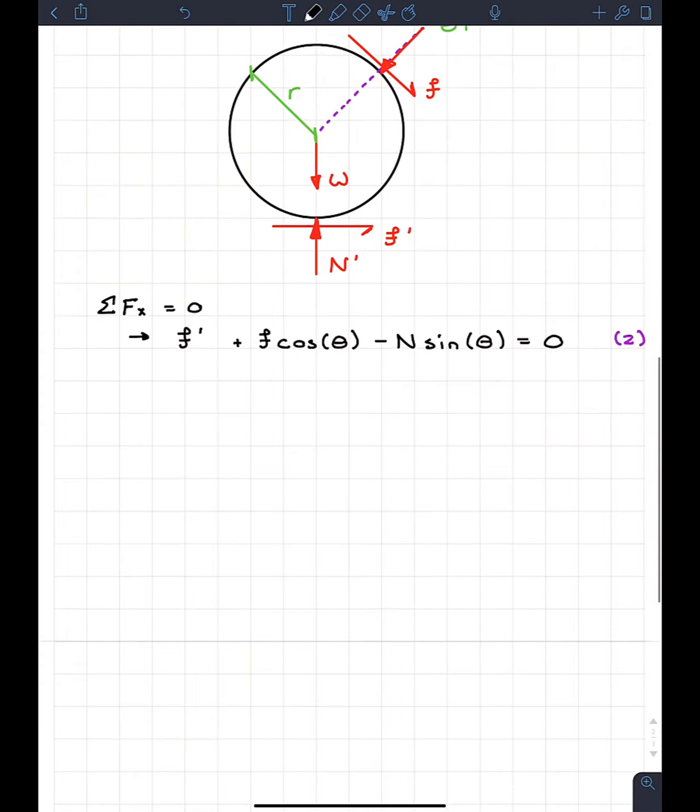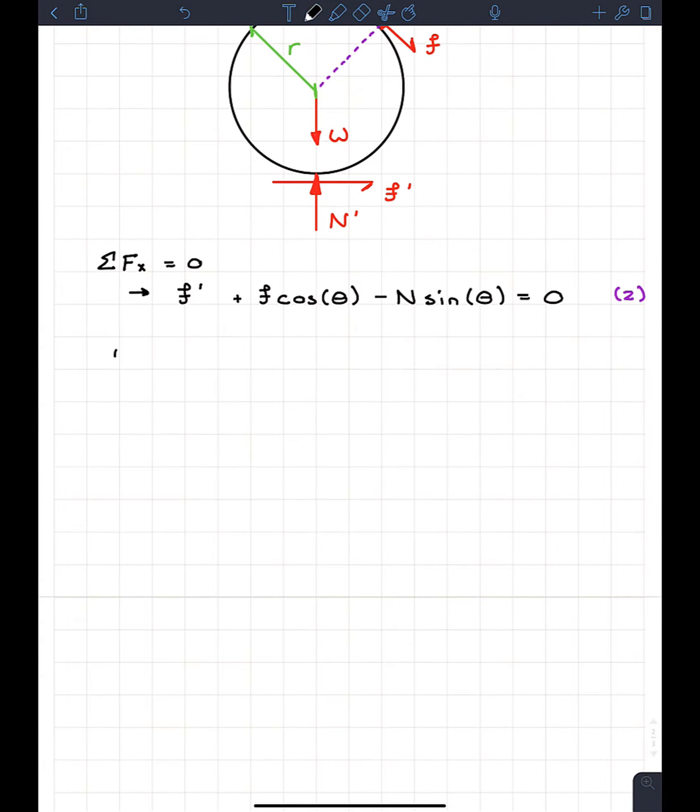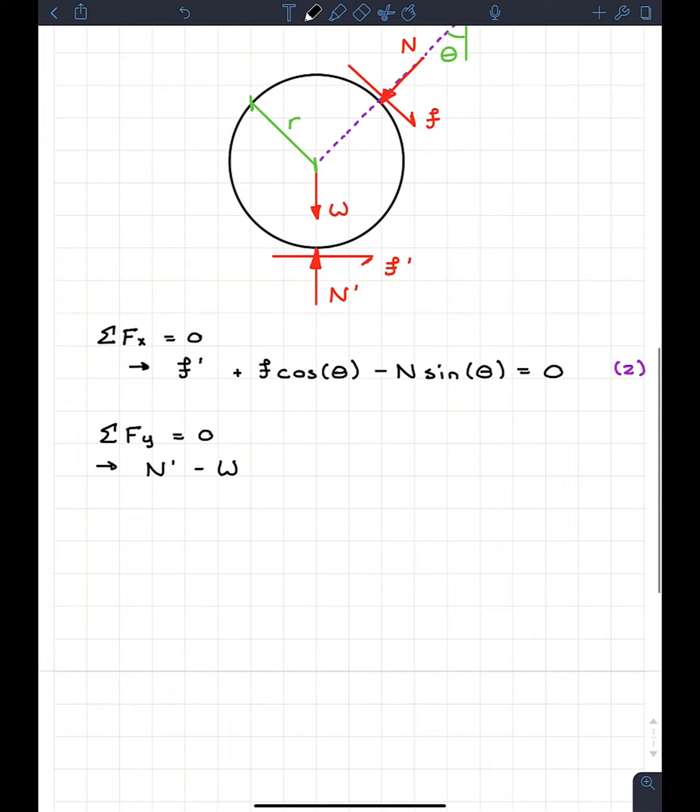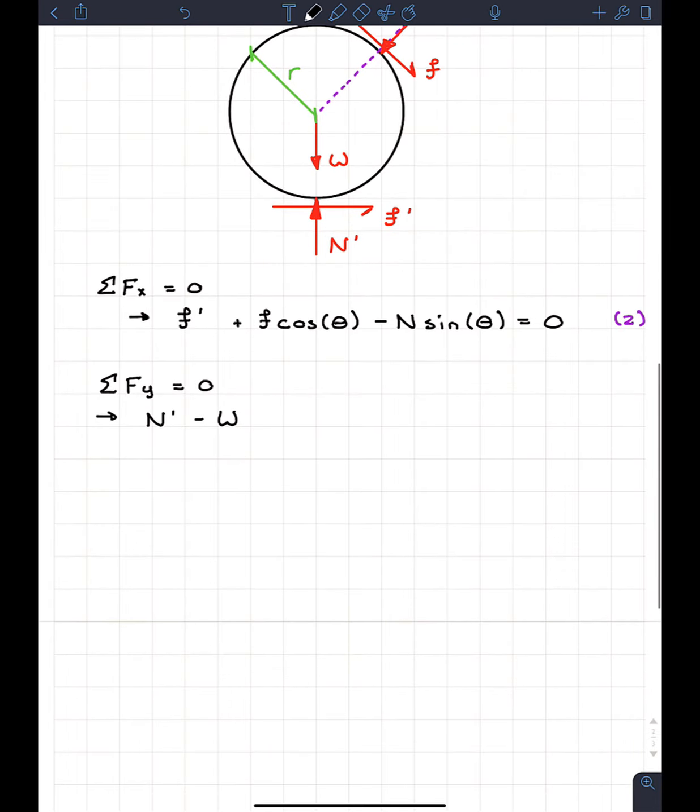So we can just move on, keep going down. We could go sum of the forces now, and y is equal to 0. So we do that and look up here. Well, we got n prime coming up, but then we got the weight coming downwards. So n prime minus w. And we have the frictional force going downwards, so that regular f, so minus f times the sine of theta.